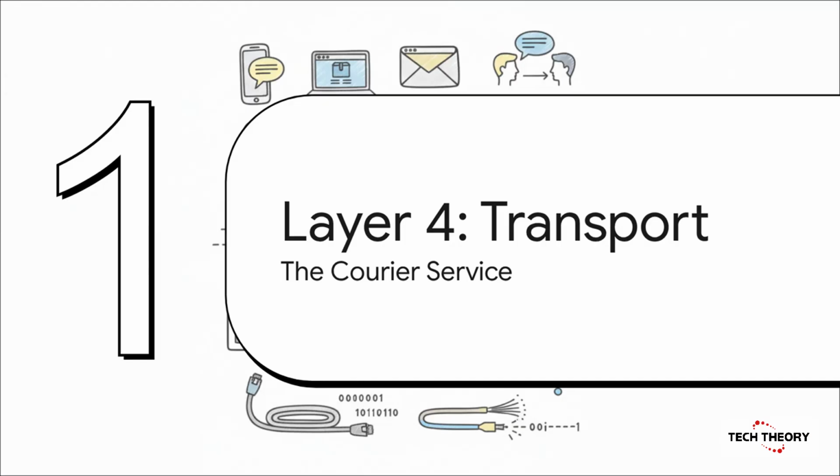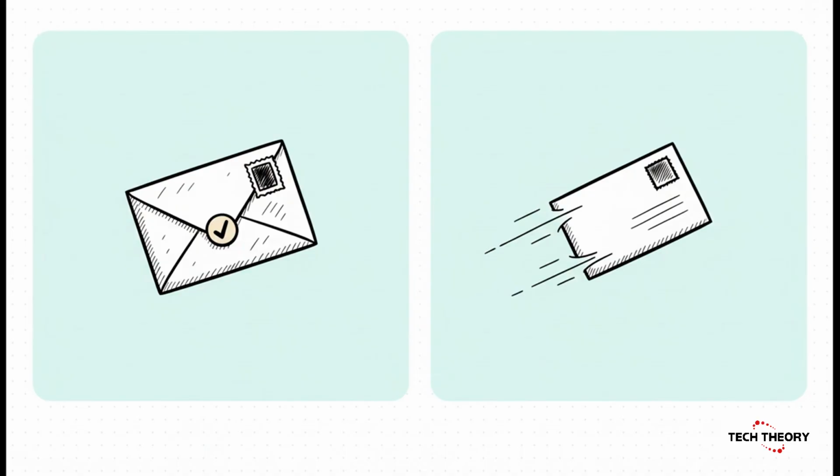Okay, now we're at layer 4, the transport layer, and this one is a huge deal. This is the network's dedicated courier service. Its entire reason for existing is to make sure your message arrives safely and correctly, piece by piece. And it has 2 main ways of doing this. For something like a WhatsApp message where you absolutely need every word to arrive, it'll use TCP. That's the reliable option.